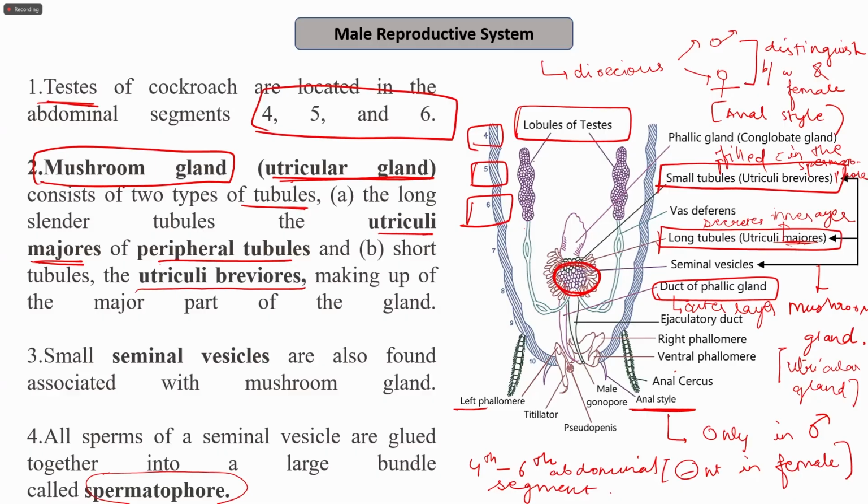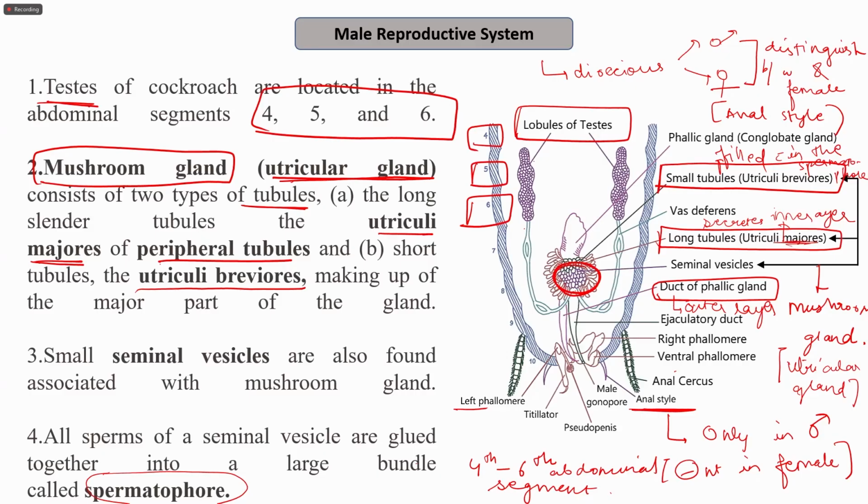We know the seminal vesicle is a part of the mushroom gland, and all the sperms of the seminal vesicle, as I mentioned, are glued together to form the spermatophore. The spermatophore is the male discharge, mainly during ejaculation. What the cockroach ejaculates is its spermatophore. During its discharge, the spermatophore becomes invested by a covering formed by the milky secretion of the long tubules, the utriculi majoris, which secrete the inner layer.